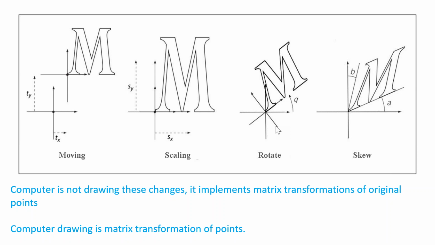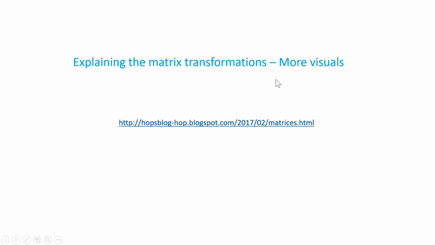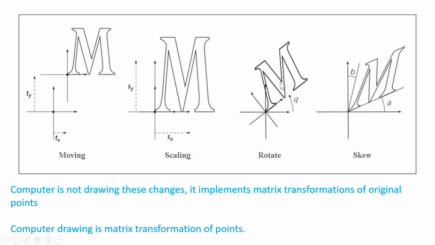Okay, look here, they rotate. This M, the original M, I rotate like this, right? The original M. That is also a transformation, a matrix transformation. This one is skewed. The last one is skewed. Are you with me?